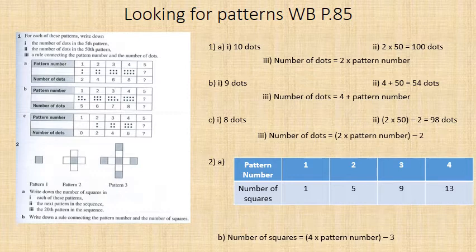Then it's very easy right now to get the 20th pattern in the sequence, the number of squares in the 20th pattern. So I will multiply 4 times 20, which is going to be 80. And 80 minus 3 is going to be 77 squares. It's very easy and very simple.